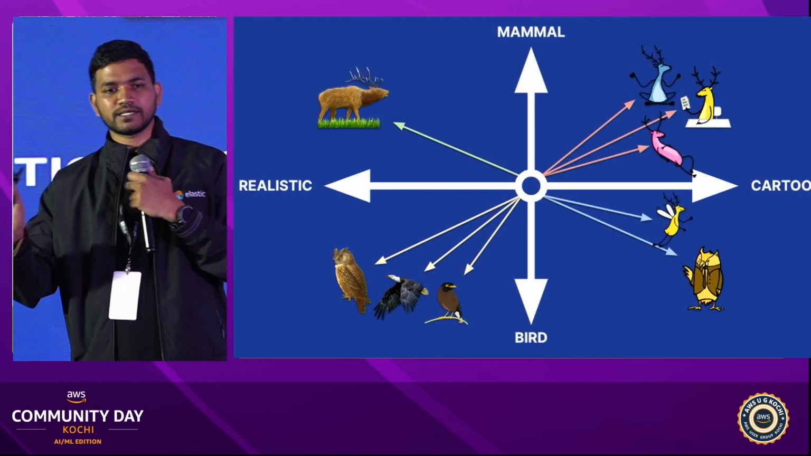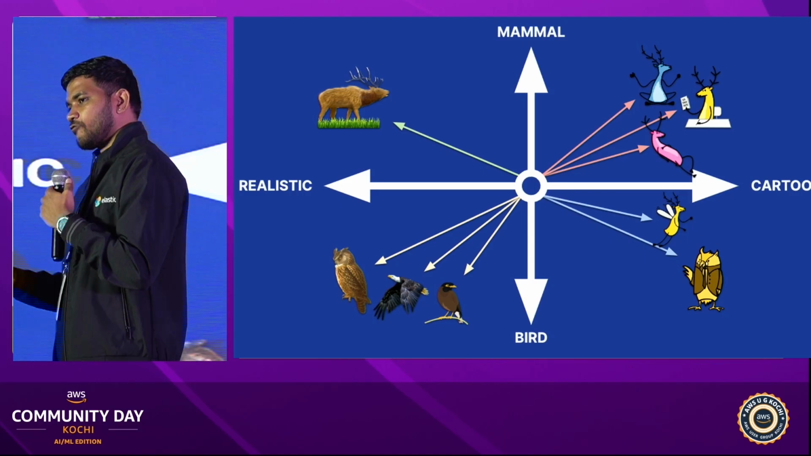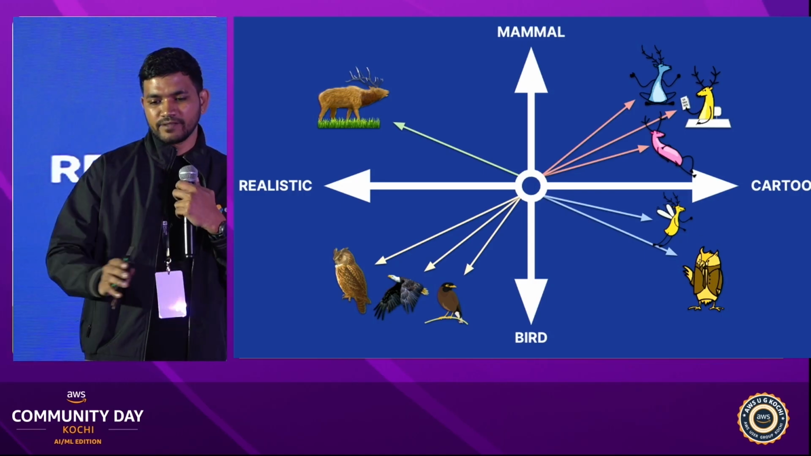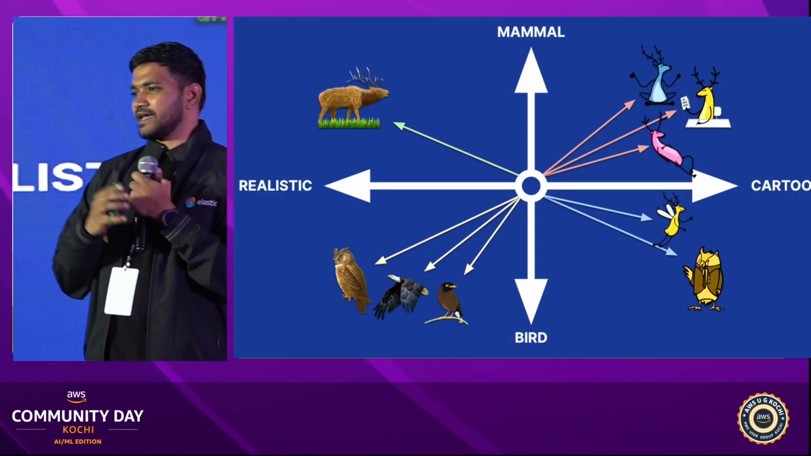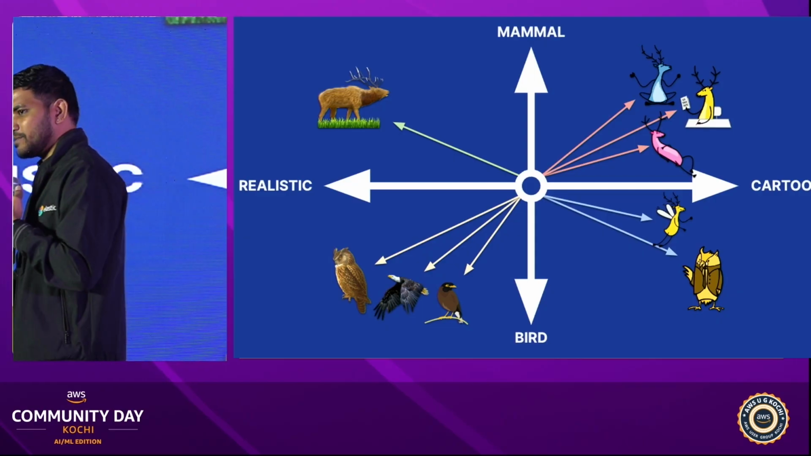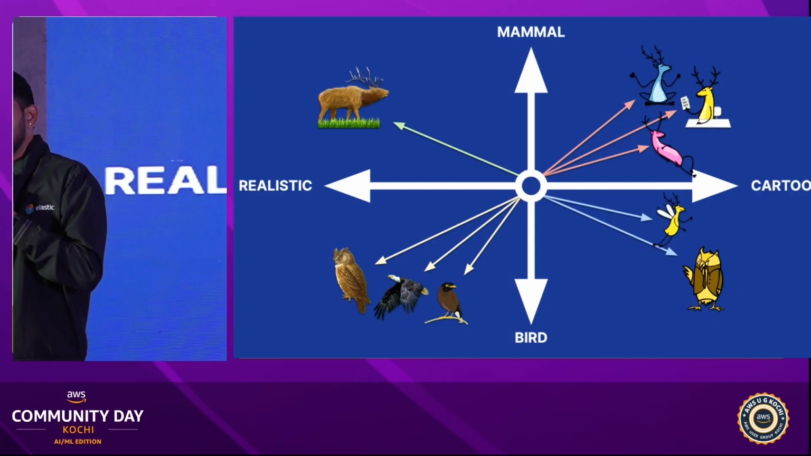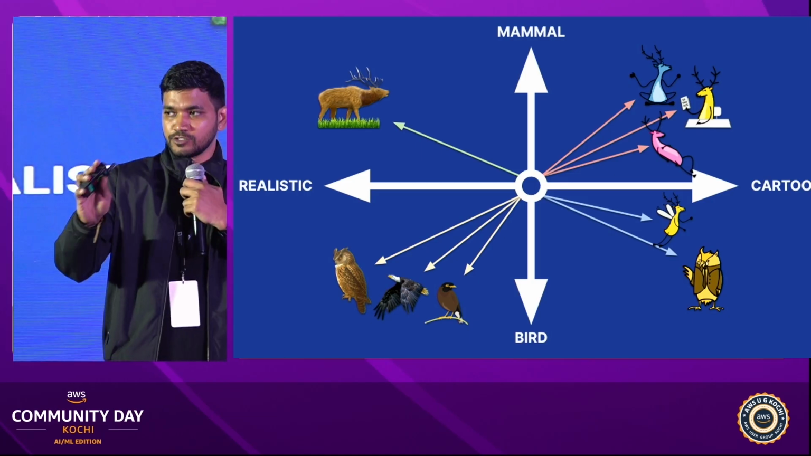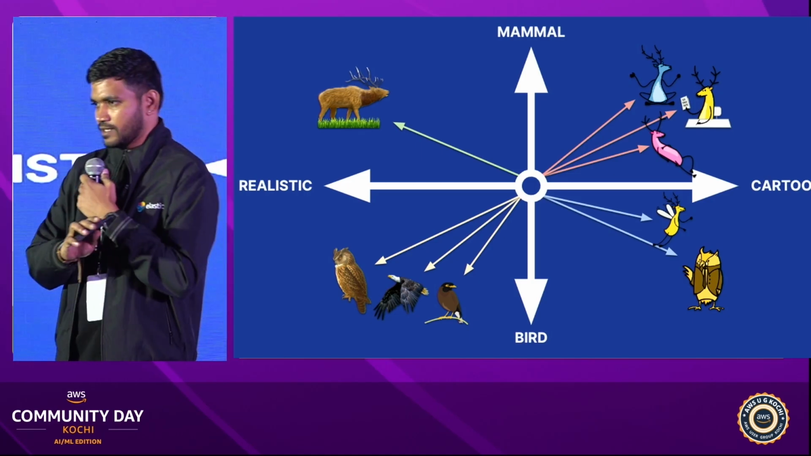Okay, so this is a data set where we have 4 dimensions. We have 4 characters basically. So this is called Elki. Consider it's Elki, or if you want to consider it as deer, that's completely fine. Where we have the cartoons, we have birds as well, where we have mammals of it, as well as the realistic version of it, right?